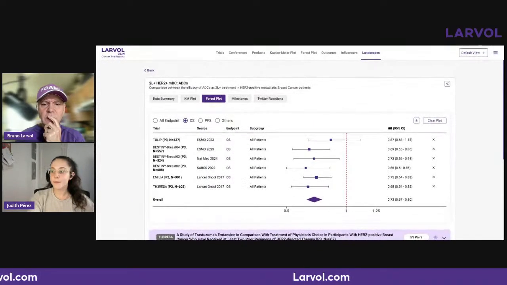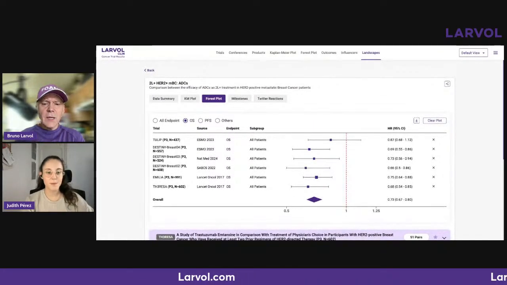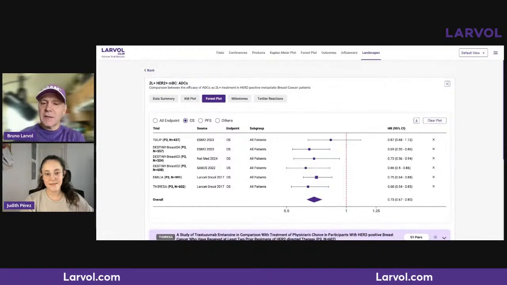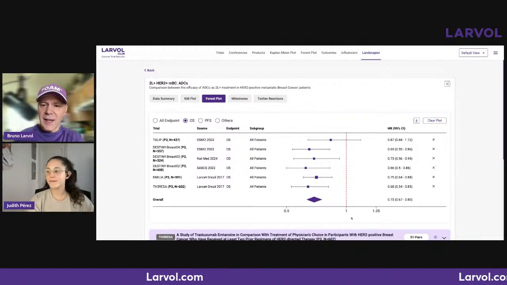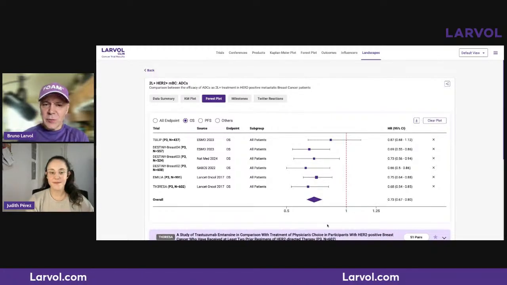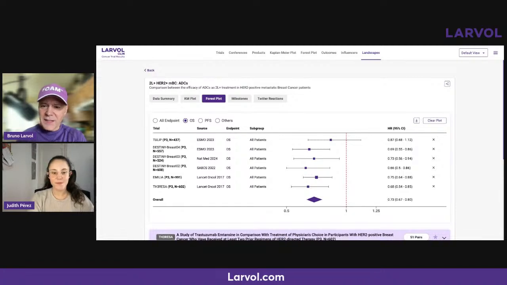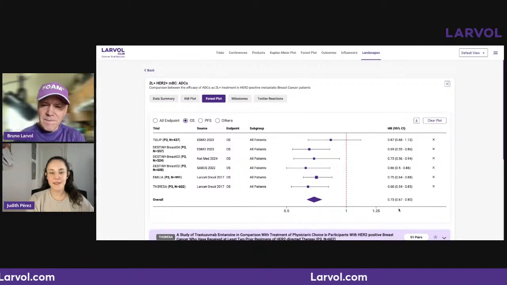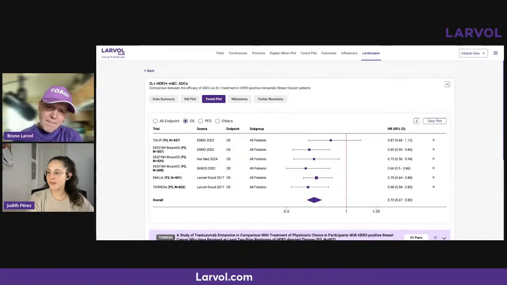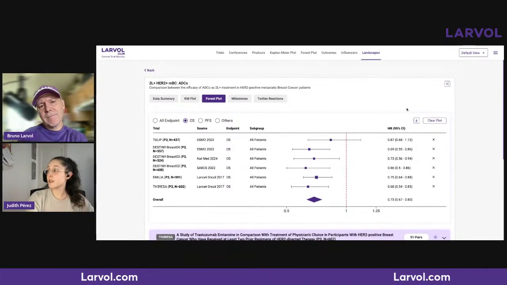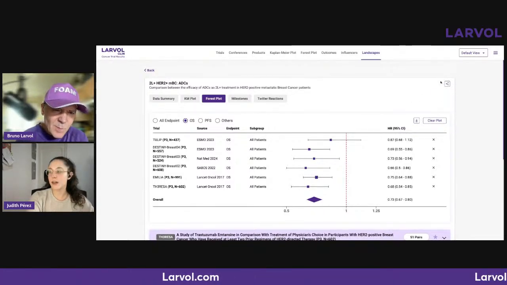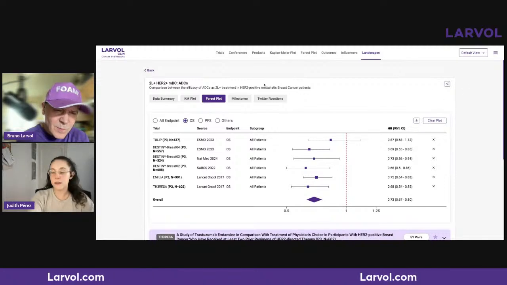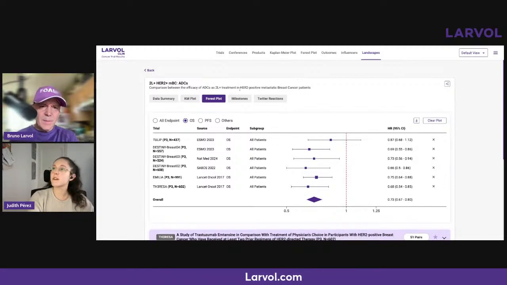I've got a question as well. So it's like a mini meta-analysis on the fly, right? We provide the overall diamond at the bottom, and we can see that across these trials, there's a combined or overall hazard ratio of 0.73. Yes, correct. You can even download this data or share it in social media platforms or via email to your customers or partners.